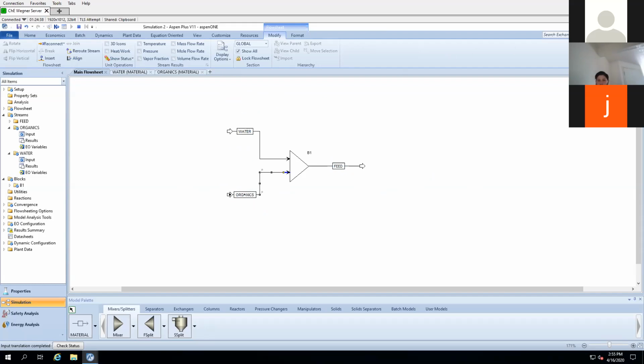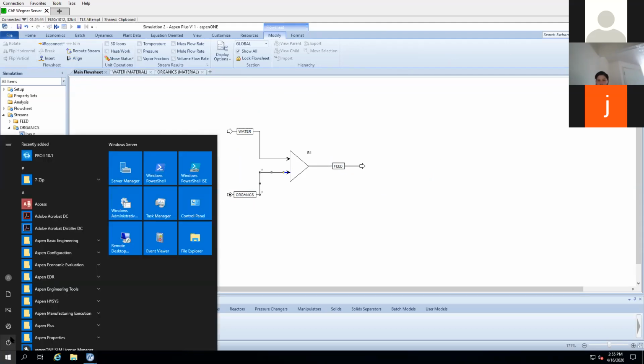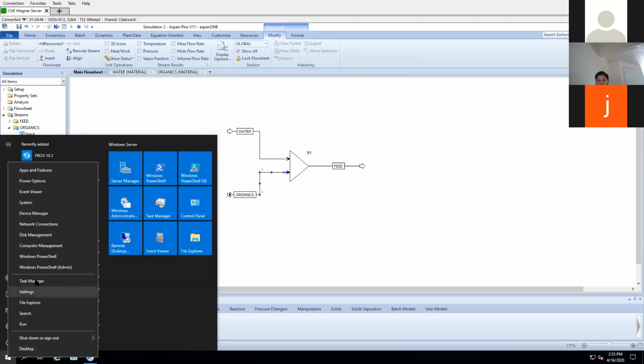And I'm going to close my Aspen out because I don't think this likes being alive anymore. How do I do this? Task manager.